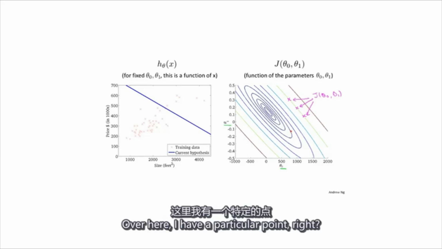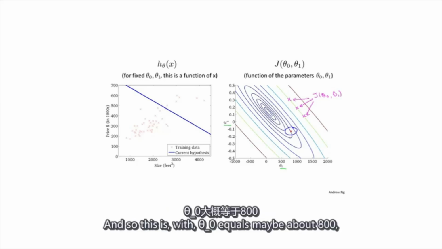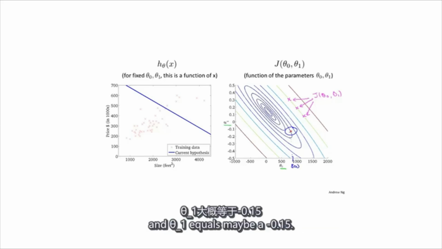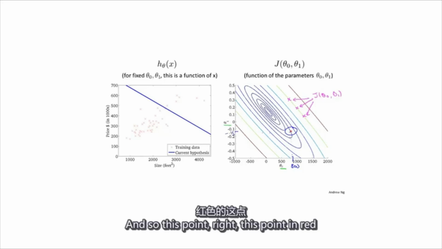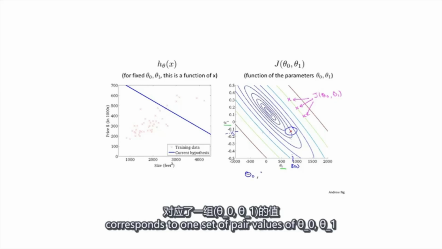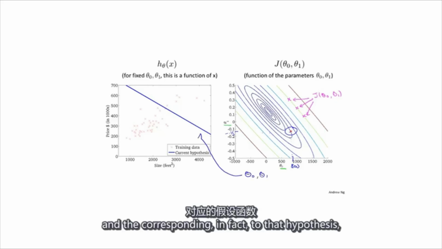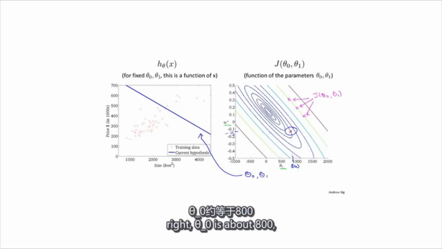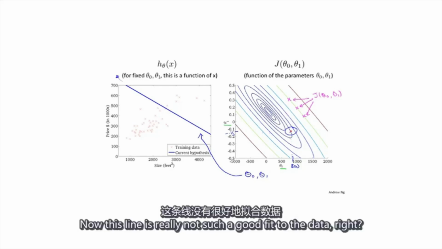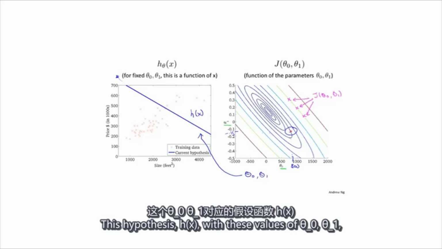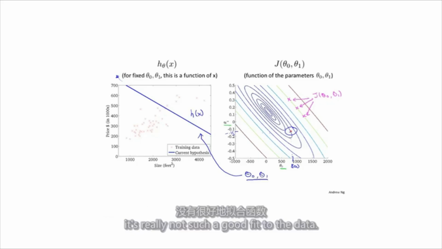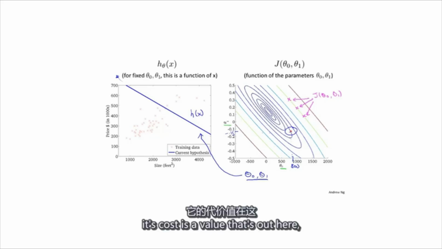Over here, I have a particular point. This is with theta 0 equals maybe about 800, and theta 1 equals maybe minus 0.15. This point in red corresponds to one particular pair of values of theta 0, theta 1, and they correspond to that hypothesis. With theta 0 about 800, we intersect the vertical axis around 800, and this is a slope of about minus 0.15. Now, this line is really not such a good fit to the data, right? This hypothesis h of x with these values of theta 0, theta 1 is really not such a good fit to the data, and so you find that its cost is a value that's out here.